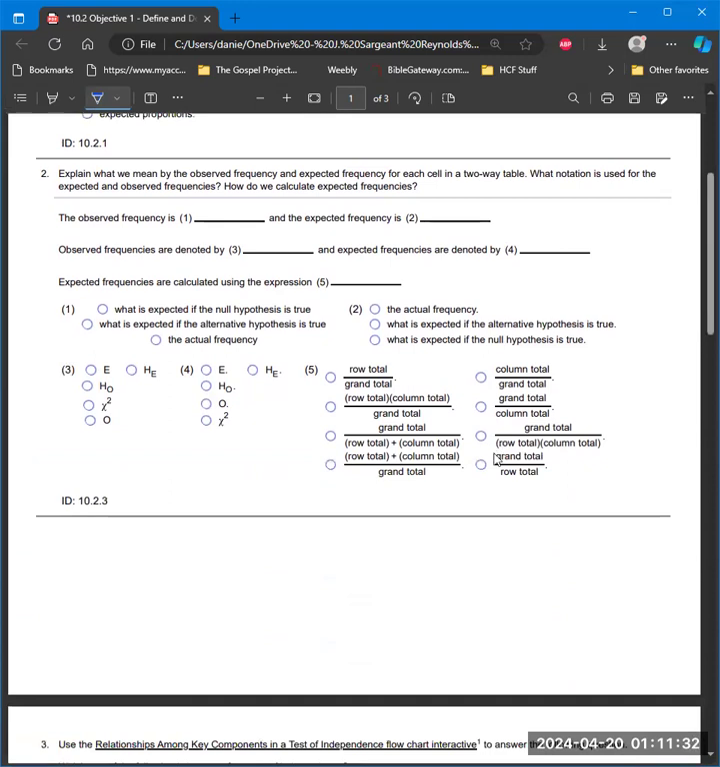Explain what we mean by the observed frequency and expected frequency for each cell in a two-way table. What notation is used for the expected and observed frequencies, and how do we calculate expected frequencies? The observed frequency is the actual frequency, and the expected frequency is what is expected if the null hypothesis is true.